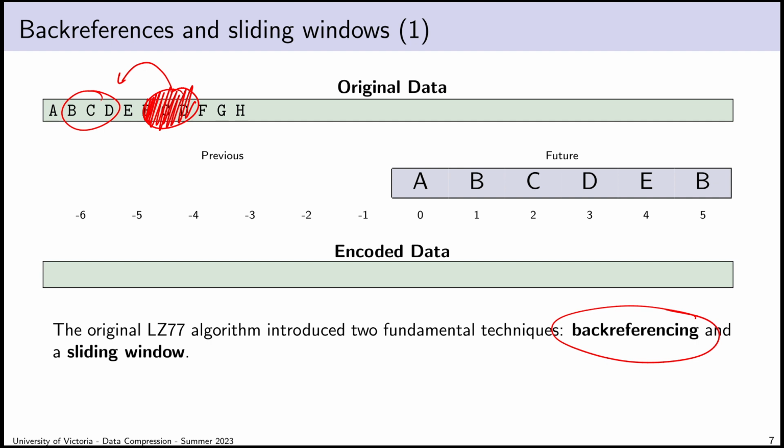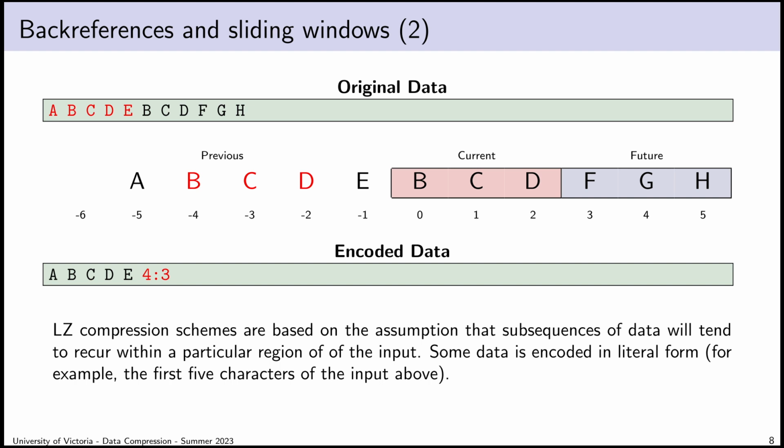Another important concept of LZ schemes is something called a sliding window, which is sort of a practical constraint. It's a way of constraining what a back reference can mean in the service of actually having a scheme that can be implemented practically. So the basic idea behind LZ schemes is this assumption that we're going to see repeating subsequences of data somewhere in our input, and that ideally we could condense them down into some form that saves bandwidth.